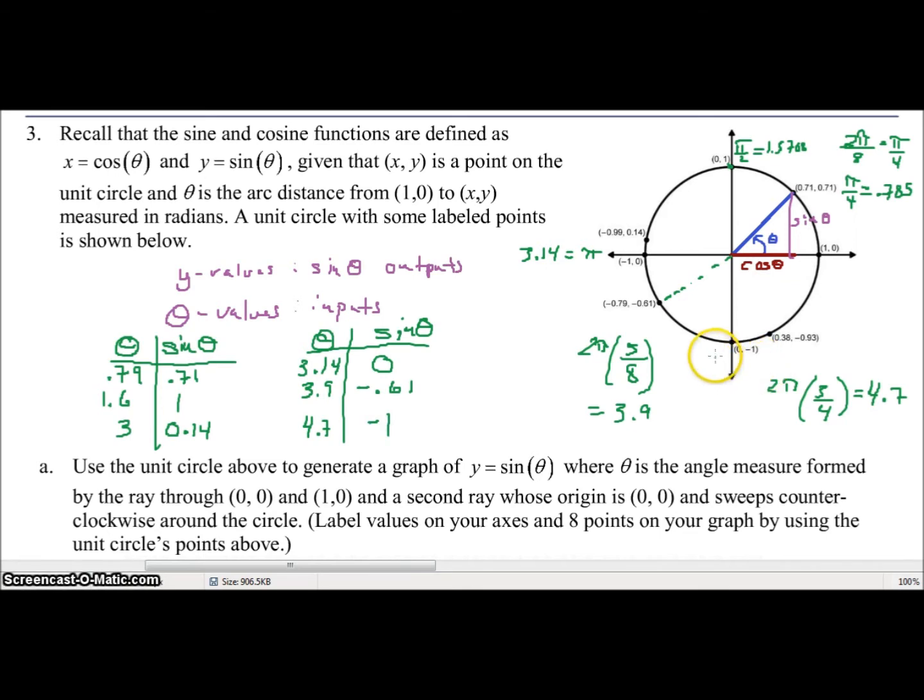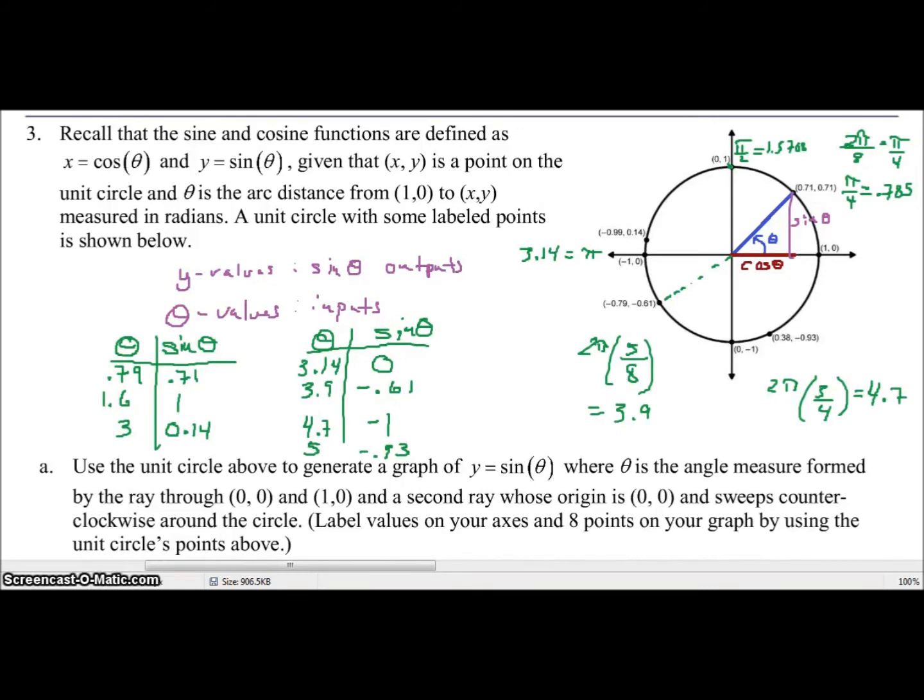And then, let's see, a little bit more. Maybe we could just say that's about 5 or so. And then our output is -0.93. There's other ways to do this, I'm sure. That's just the one that first came to my mind.